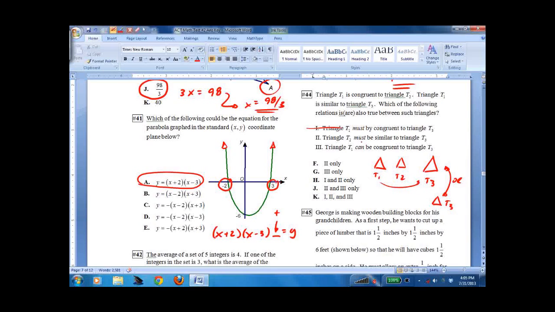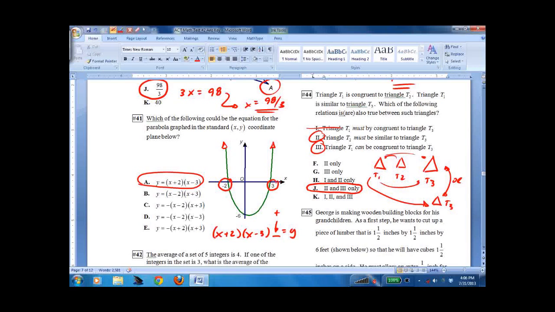Triangle T2 must be similar, yeah, to triangle T3. It has to be, because if it's congruent to T1, then it's also going to be similar to T3. So this one's good. And triangle T1 can be congruent to T3. Well, that's what I was saying here. It might be the same. Congruent items are similar. So it's 2 and 3.